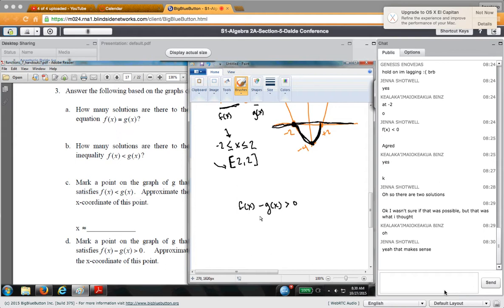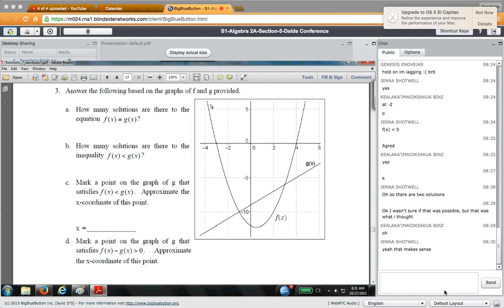Maybe another way to look at that is f of x is bigger than g of x. Oh, I get it. What they want us to do is figure out for what x values the f of x graph is above the g of x graph. All right, Jenna, give me an x value where this is true.